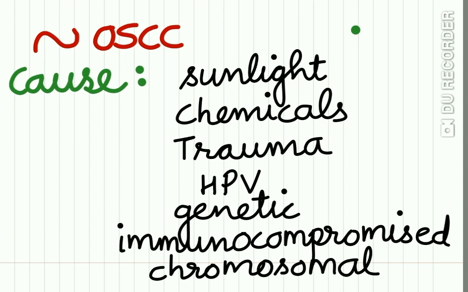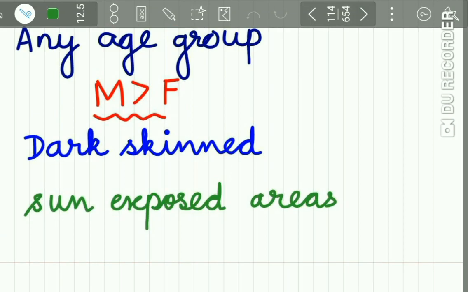The causes include sunlight, chemicals such as tar, trauma, and human papilloma virus 9, 11, 13, 16, 18, 24, 25, 33, 37 and 57. These are all variants of the HPV responsible for keratoacanthoma. Then there is also some genetic predilection. It occurs more in immunocompromised patients and in patients with chromosomal aberration.